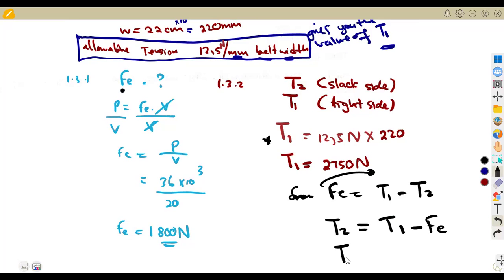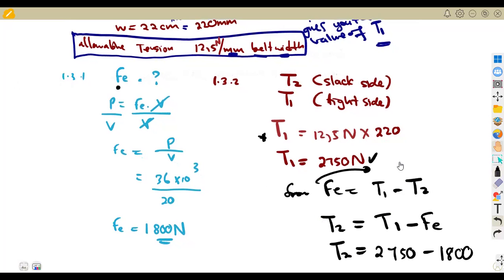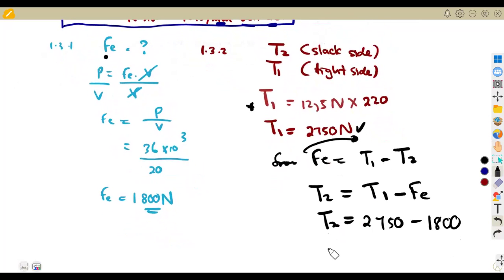If you bring the effective force to that side, it is going to be negative. So that means T2, which is the slack side force, is equal to T1, which we got as 2,750, minus the effective force, which is 1,800. So this is going to give us the force that we have on the slack side, which is T2. I explained this before, so I just hope you now understand this. So this is the slack force.